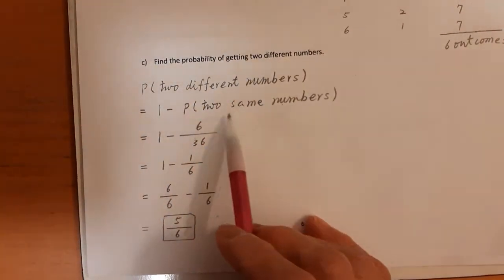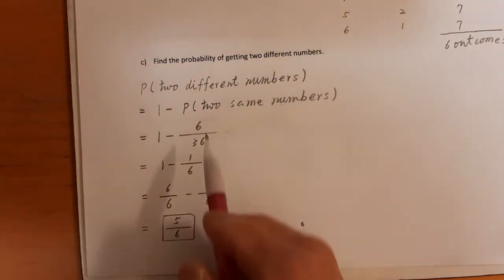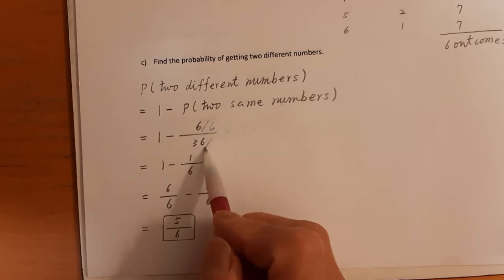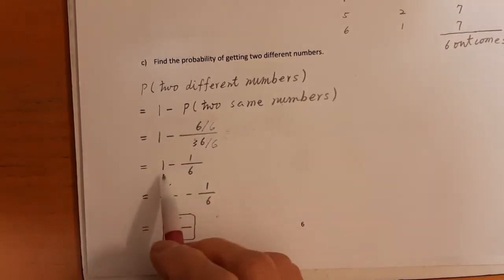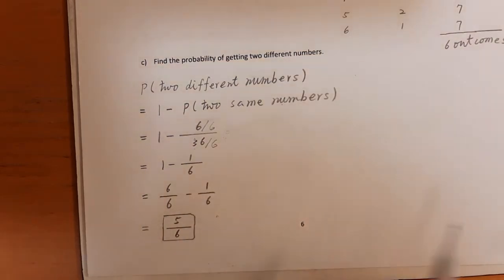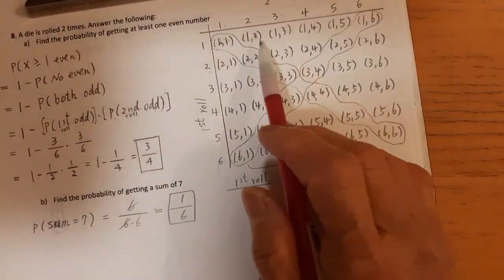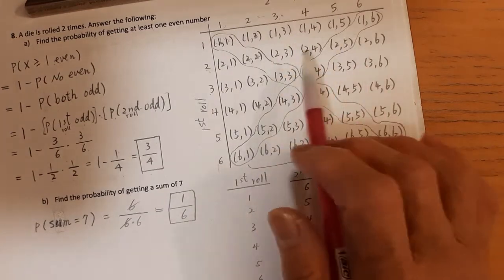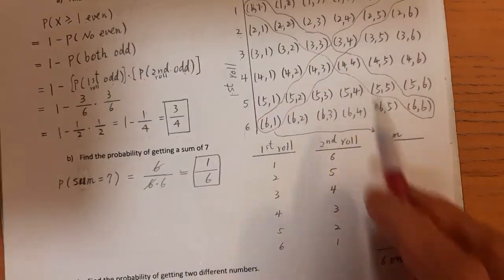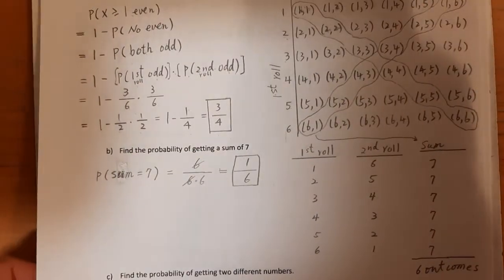So the probability to get 2 same numbers is 6 out of 36. Cancel common factor 6, get 1 over 6. 1 minus 1 over 6: 1 is 6 over 6, minus 1 over 6 is 5 over 6. So to get 2 different numbers, because there are 30 outcomes, 30 out of 36 reduces to 5 over 6.